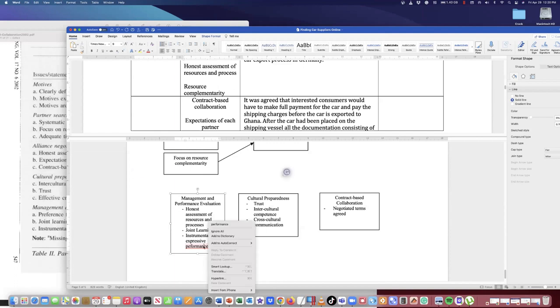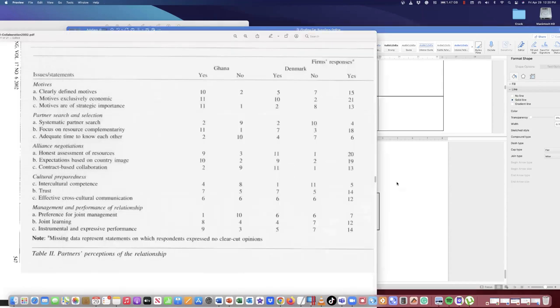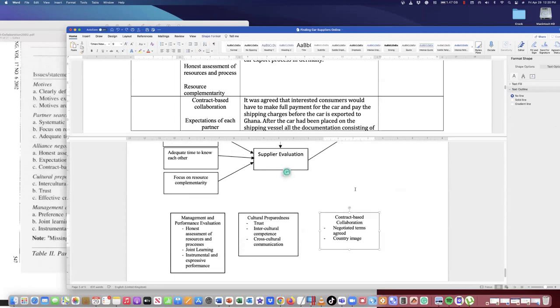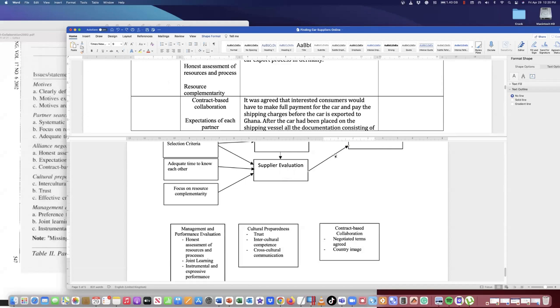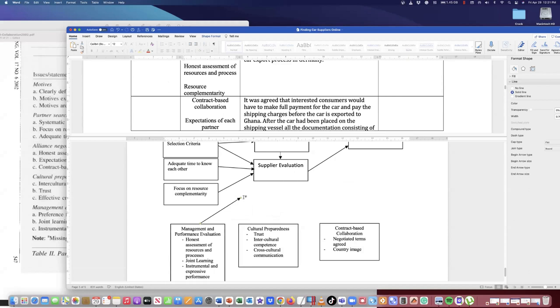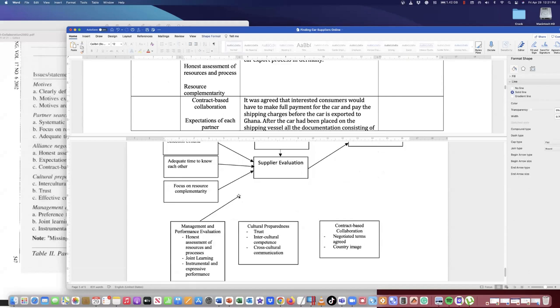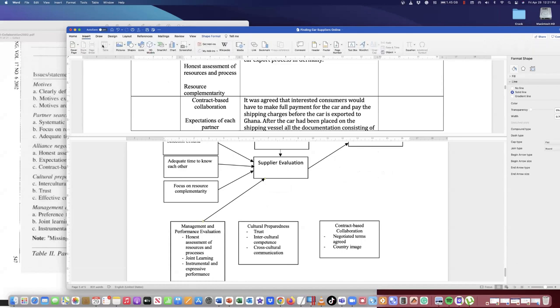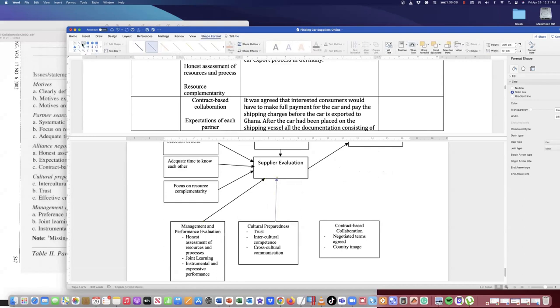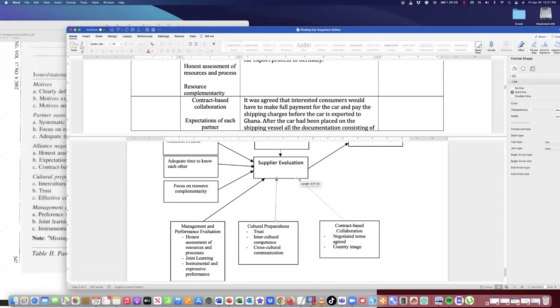Preference for joint management. I know that one is not what he used. Okay, country image. A country image will affect your contract, because you want a particular image to support you. And that's why Germany was picked over Belgium. And yeah, the contract. Okay. So when we say these three things, now arguing that these things will go to okay, good. And then another one. Good.